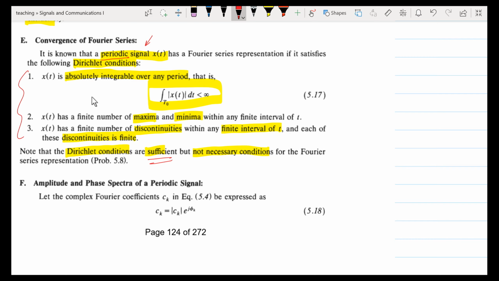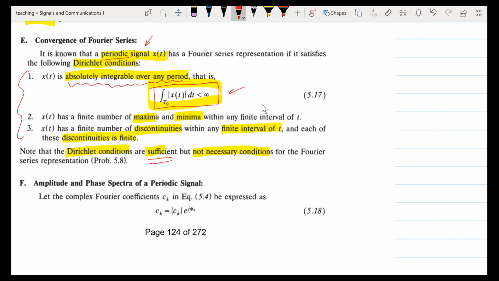The first condition is that the function x(t) must be absolutely integrable over any period. That means that if you integrate the absolute value of your function x(t), it must always give you a value that is finite, or that is less than infinity.